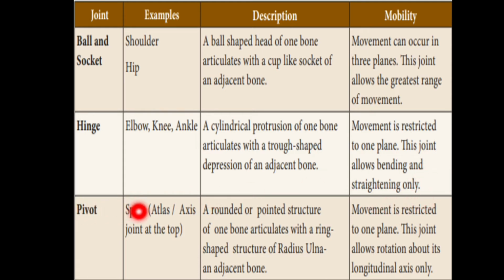Pivot: spine, atlas, axis joint at the top. A rounded and pointed structure of one bone articulates with a ring shaped structure of radius, ulna, and adjacent bone. Movement is restricted to one plane. This joint allows a rotation about its longitudinal axis only.